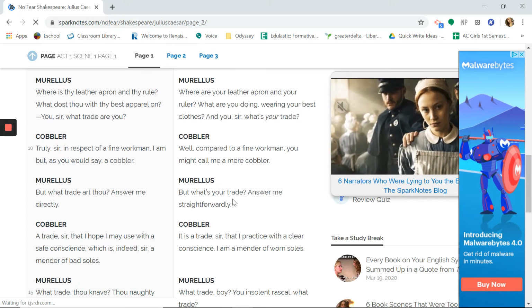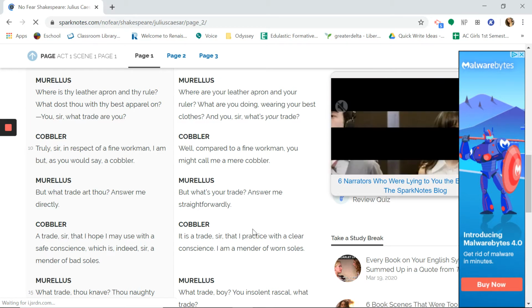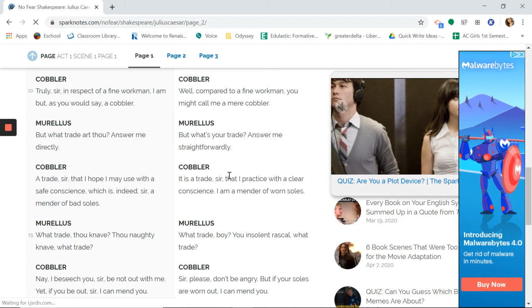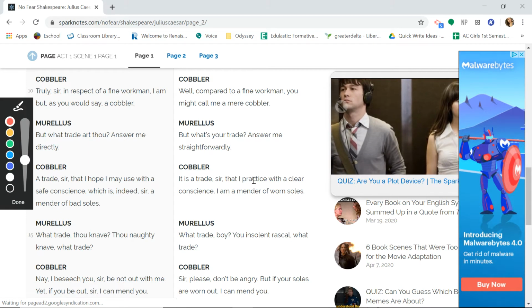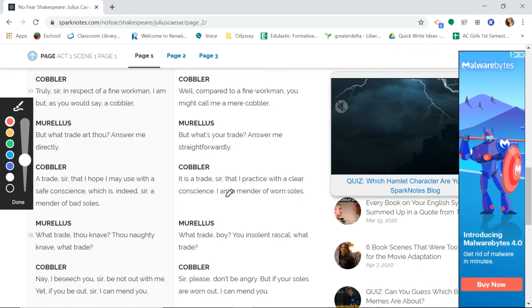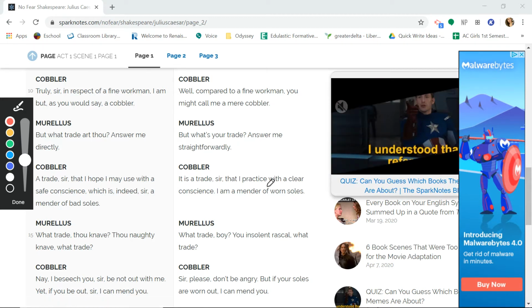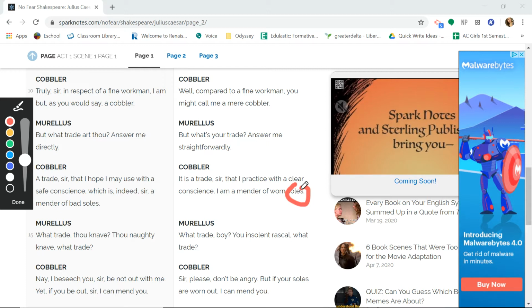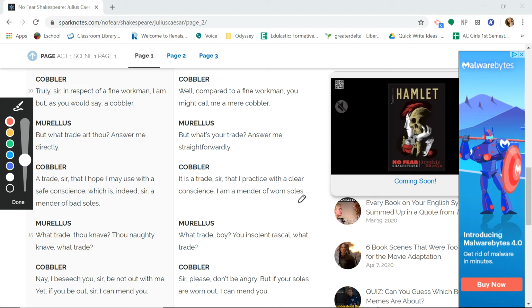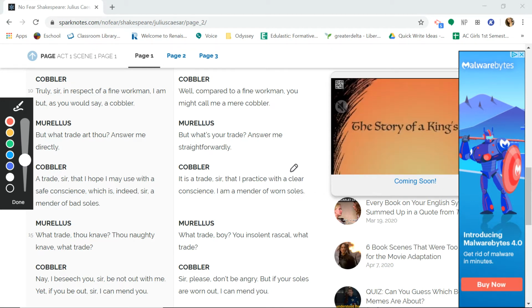And Marullus doesn't quite get that. What's your trade? Your job, straightforwardly. The cobbler says, it is a trade, sir, that I practice with a clear conscience. I am a mender of worn soles. So this is an example of that little bit of comic relief, even though nothing tragic has happened yet. Mender of worn soles here: soles could be the sole of your shoe, which is what this is talking about, or a person's soul.